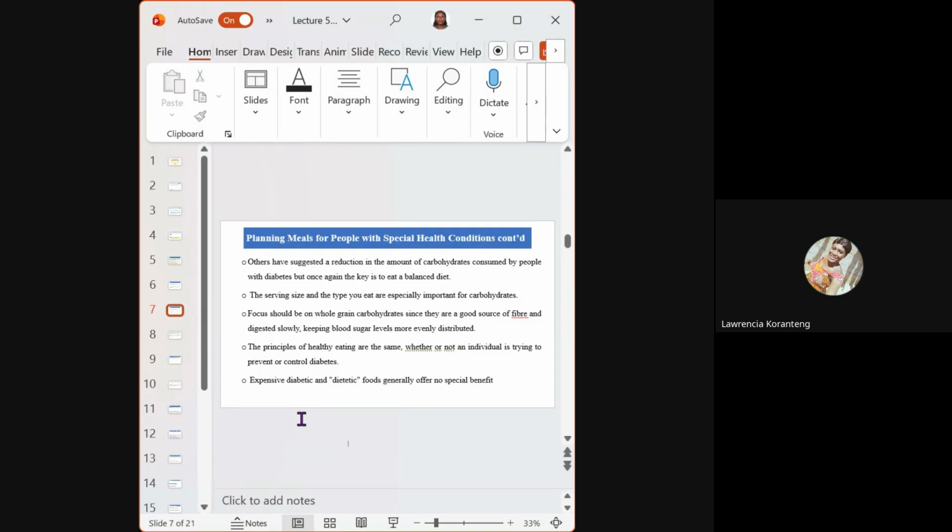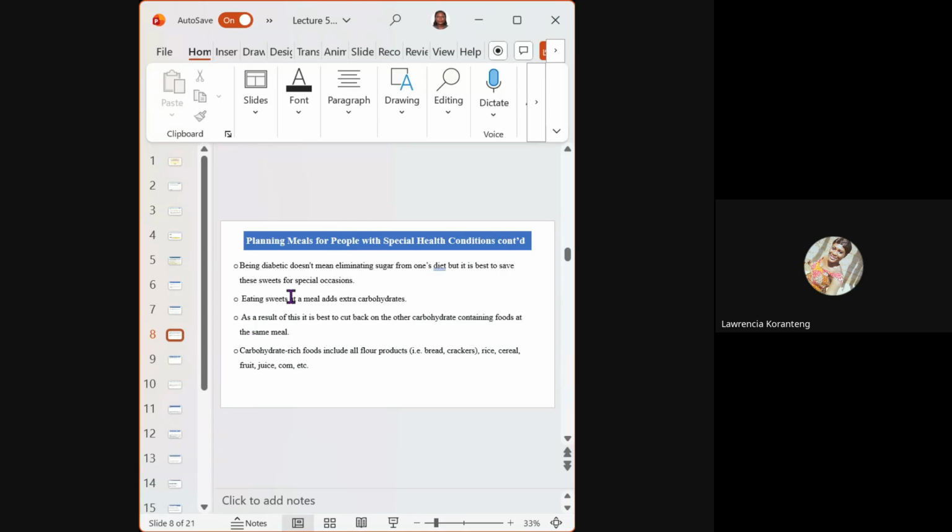So depending on the days and the mood, you do that. Don't take too much. Being diabetic doesn't mean eliminating sugar from one's diet, but it is best to save these sweets for special occasions.